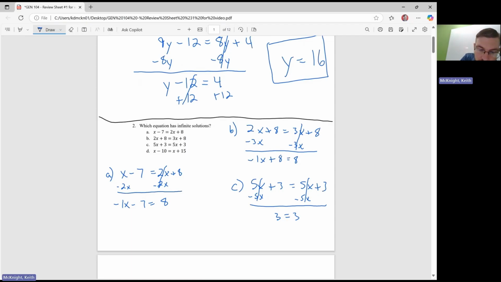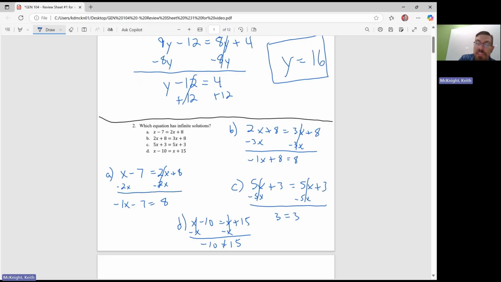Now, just for fun, we're going to do D, even though we already know that C is going to be our final answer, just to see what happens with D. So we have x minus 10 is equal to x plus 15. Here, if we subtracted x from both sides, what we would notice is they would cancel on both sides, but it would leave us the equation negative 10 is equal to 15, which is not true. So this is a situation where our variables canceled and we have an untrue statement. So this would be deemed no solution on D here.